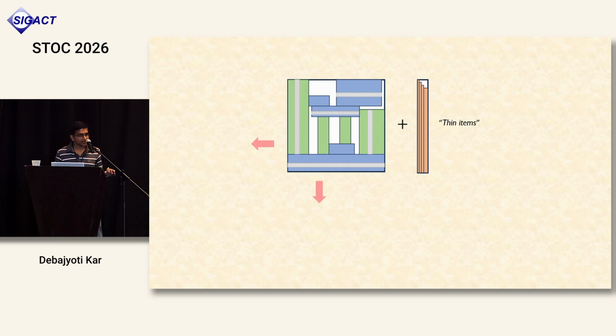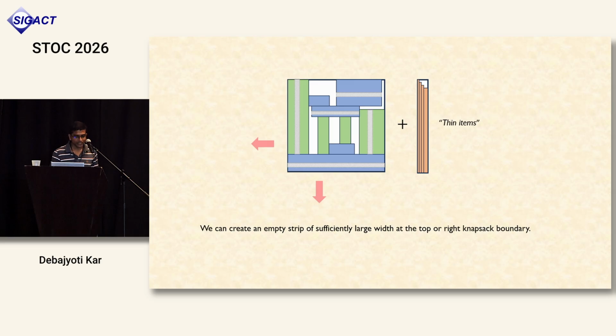And whatever packing remains, we push the rectangles in the remaining packing as much as possible to the left and to the bottom. That is, imagine we apply gravity to this packing to the left and bottom. And in the process, we can show that this is always going to create an empty strip of sufficiently large thickness, either at the top boundary of the knapsack or at the right boundary of the knapsack. And that is going to be sufficient to repack the thin items. Okay, so this is a very high level description of how we manage to repack the thin items back into the knapsack, but indeed this gives us a PTAS.